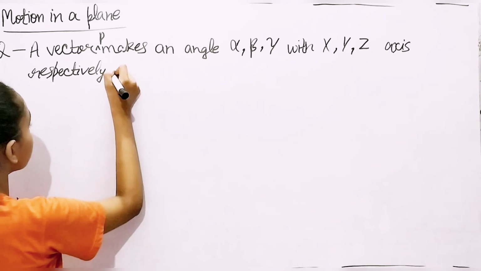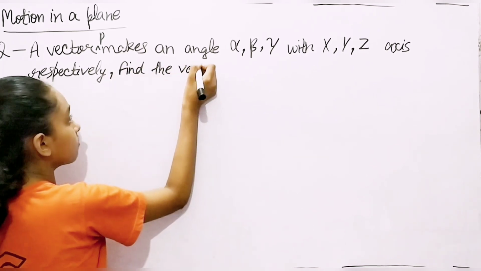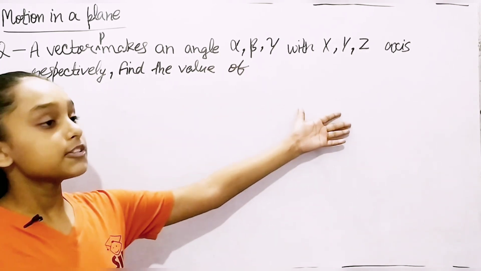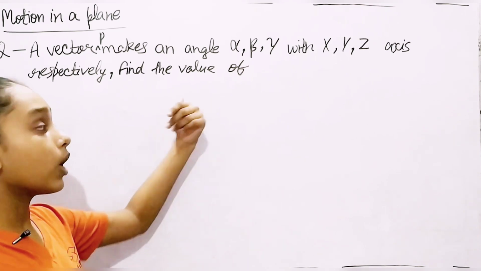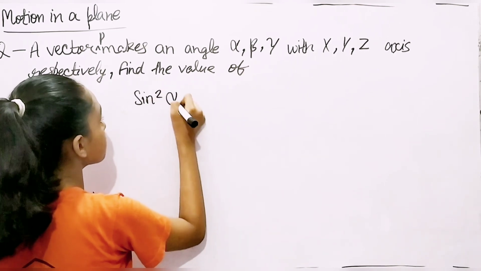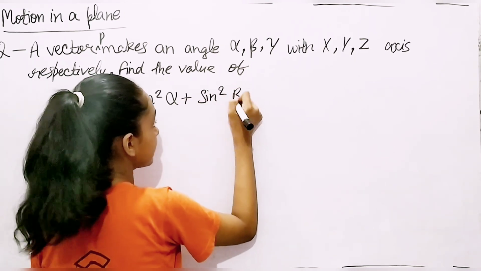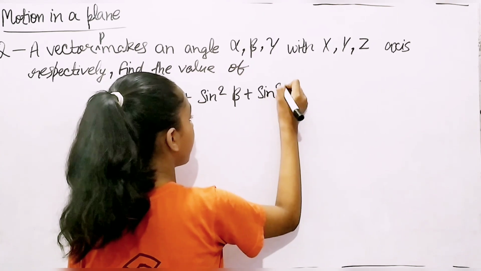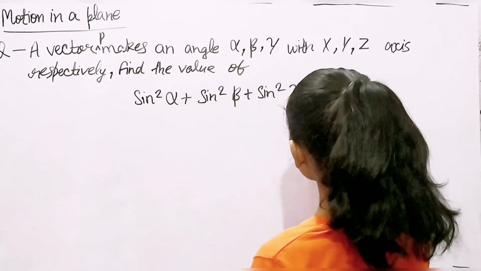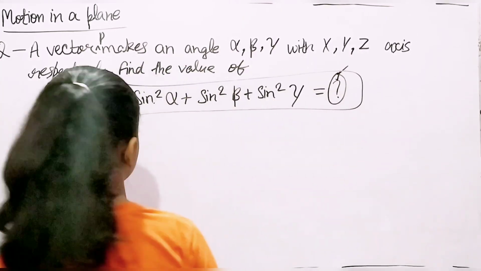So what do we have to do? We have to find the value of what? There's a thing given to us, and we have to find its value. It is sine square alpha plus sine square beta plus sine square gamma. You have to find the value of this.